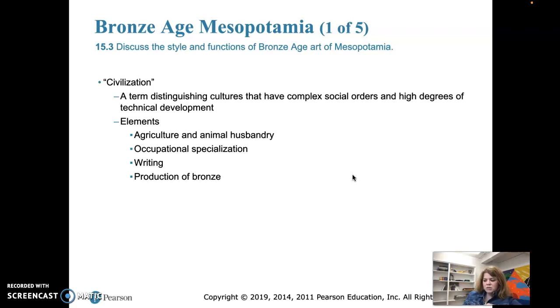Some key elements of civilization are food production through agriculture and animal husbandry, and occupational specialization, so people that actually had one job that they specialized in, such as a blacksmith or a baker. That comes along with a more advanced civilization. Advanced civilizations also had writing and production of bronze. Bronze was made by melting lead and tin together.